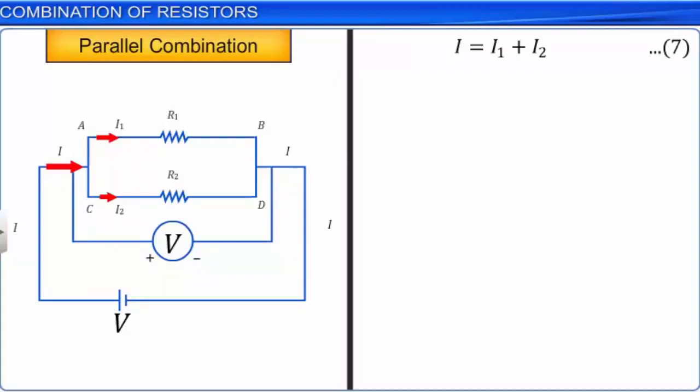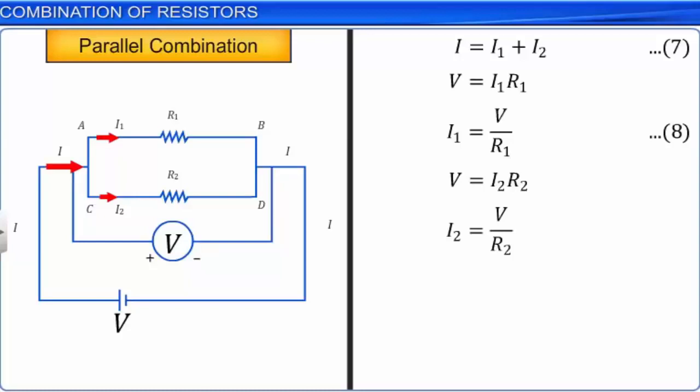Applying Ohm's law across R1 and R2 individually, we can write V is equal to I1 into R1 and I1 is equal to V by R1. Let this be equation 8. Voltage V applied across the two resistors is the same as they are connected parallel to the same battery. Therefore, we can write V is equal to I2 R2 and I2 is equal to V by R2. Let this be equation 9.